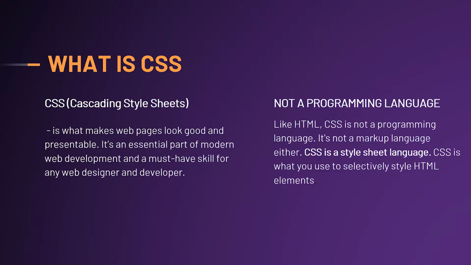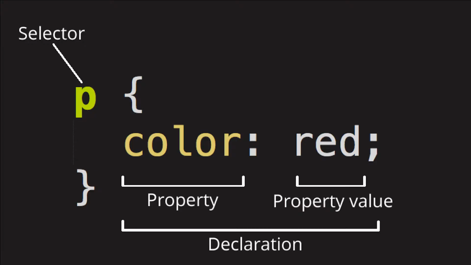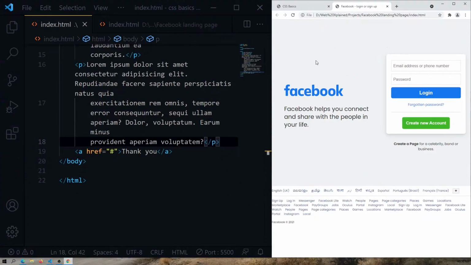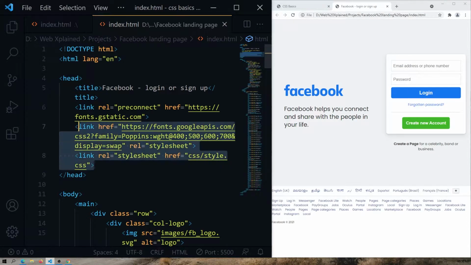CSS, which stands for Cascading Style Sheets, is what makes websites look good and presentable. You can use CSS to change any visual aspect of an HTML element on a web page, like color, font, decorations, positioning, spacing, padding, borders, etc. This is a Facebook landing page I have created earlier, and these are the styles I have used.